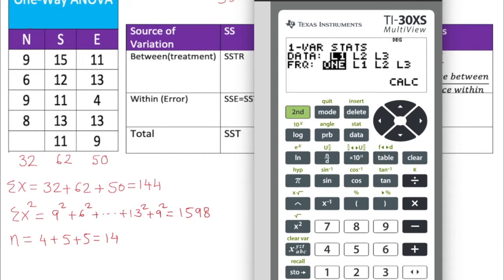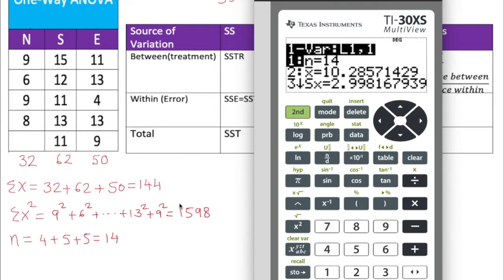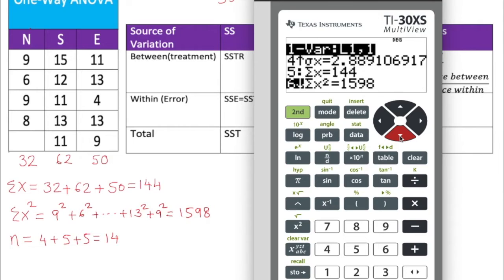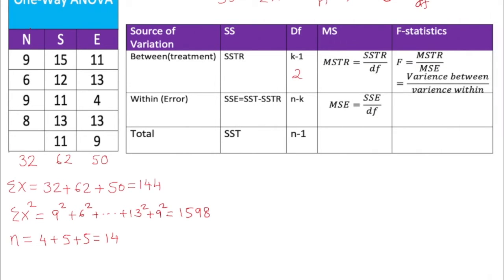I'm finding everything total, so I just use one variable and calculate. Now I'm looking for sum of x and sum of x square. You can get this through the calculator also. Look at this here. Sum of x is 144. Exactly the same thing, we have 144. And sum of x square is 1598. So if you don't want to do this, it's fine. You can actually use that calculator also. So the calculation is good. Okay.